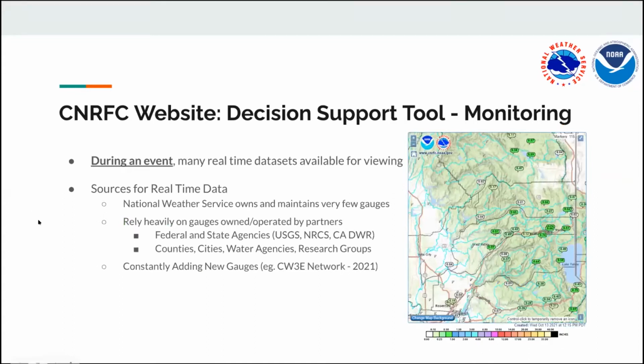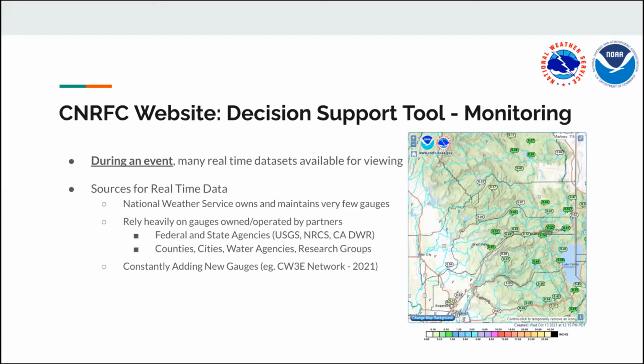Then also during an event, when monitoring takes place, we have many real-time data sets available for viewing, both point data and quality controlled gridded data. Some of the sources for the real-time data, just to mention, the National Weather Service actually owns and maintains very few gauges. So we rely heavily on our federal and state partners like the USGS, the NRCS, California Department of Water Resources, and then along with county, cities, and other water agencies and research groups to provide the data that we provide on our webpage.